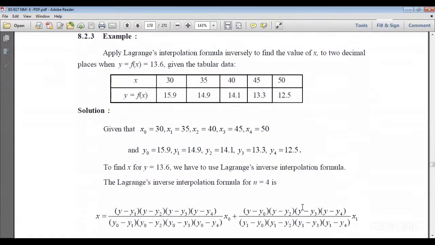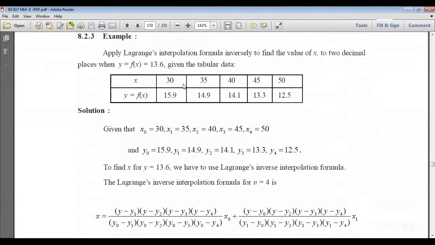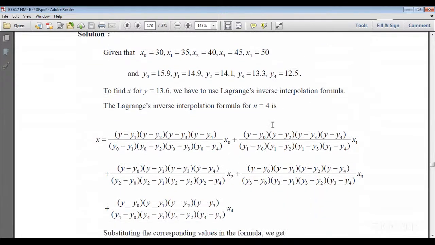To find x for a given y, use Lagrange's interpolation formula, where n is equal to 4, because the indices run 0, 1, 2, 3, 4. There are 5 numbers, but we take n as 4 because the points are x0, x1, x2, x3, x4. That's why I am writing y minus y1, y minus y2, y minus y3, y minus y4, by y0 minus y1, y0 minus y2, y0 minus y3, y0 minus y4. In the denominator, the 4 differences are written.